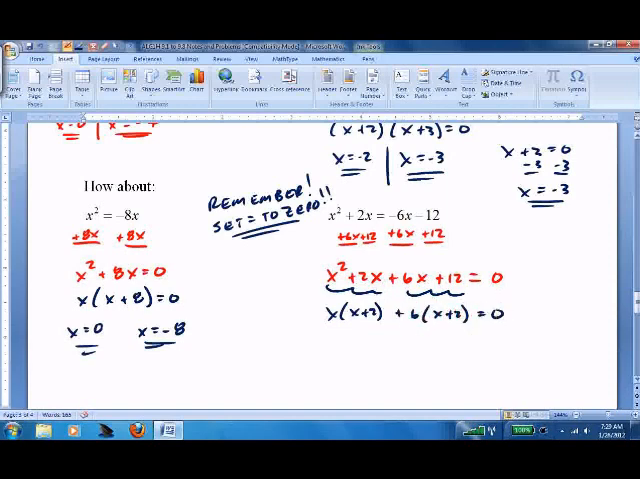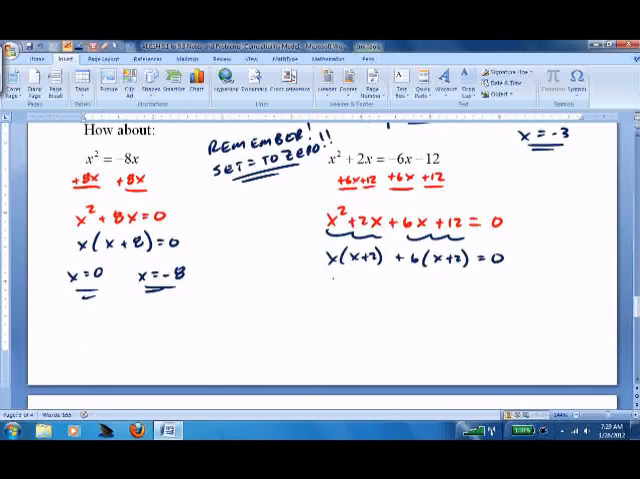Do we do it right? I always have that mentality in my head. Stop and ask, did I do it right? Yes, I did, because I have x plus 2 in both parentheses. And that's it. Highly complicated stuff.